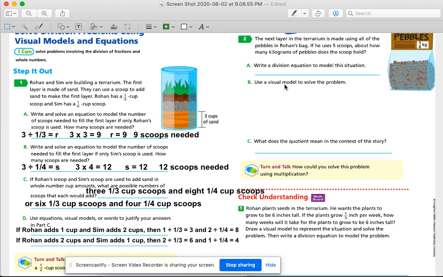How much would you need? How much is 1 scoop made out of? Think about all the parts that are available and how much 1 out of all of those is. What does the quotient mean in the context of the story?